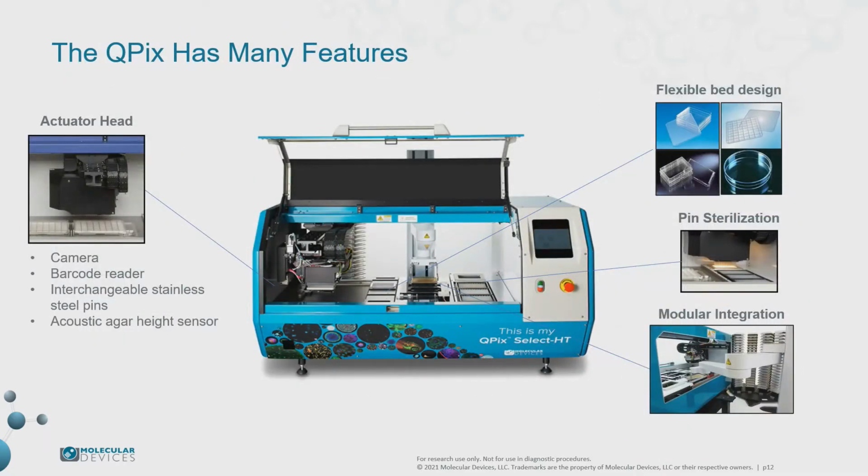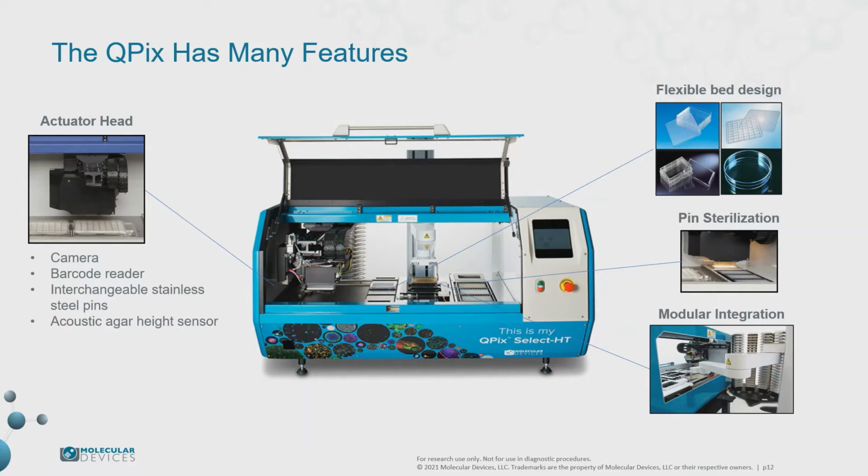The Cupix is equipped with many features that make it suitable for automation. The actuator head is considered the brains of the operation and contains a high-resolution camera used to image and screen colonies, as well as interchangeable pins used for picking various size colonies and other applications. The actuator head also contains a barcode reader for reliable traceability of data, as well as an acoustic agar height sensor to enable gentle and accurate picking of single colonies.